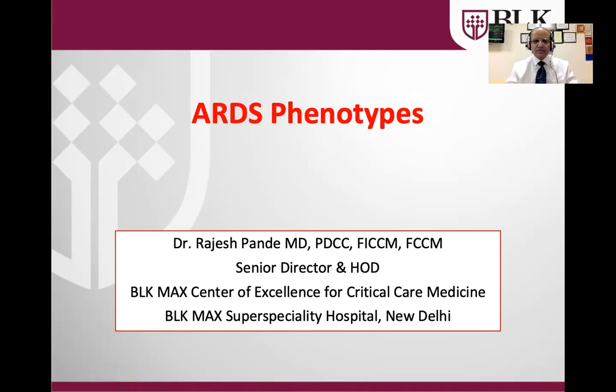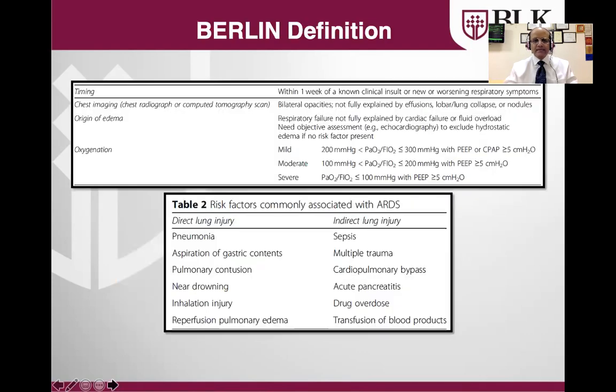So I'll be briefly talking about ARDS phenotypes. If you look at the Berlin definitions, these were a modification from AECC definitions earlier. So all of us know, and if you look at the oxygenation part, there has been some attempt to classify or separate them into mild, moderate, and severe categories. And we are familiar with the risk factors associated with ARDS.